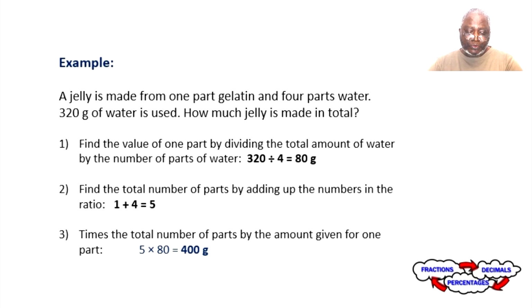Then find the total number of parts by adding up the numbers in the ratio, which is 1 plus 4 equals 5. Now multiply the total number of parts by the amount given for 1 part. So that is 5 times 80, which is 400 grams.